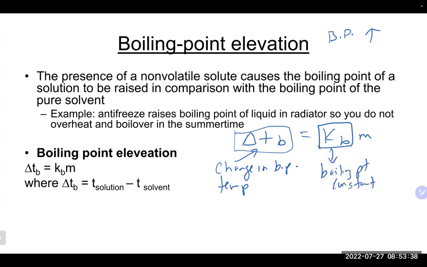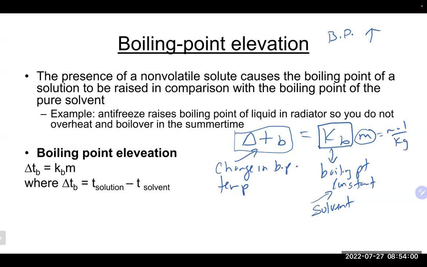And once again, much like the freezing point constant, it is the value that you would find on the table and obviously would be provided for you. Again, it is based on the solvent that is used, so you need to find the solvent on that table. And our little m here is, again, molality, which is our moles per kilogram of solvent.